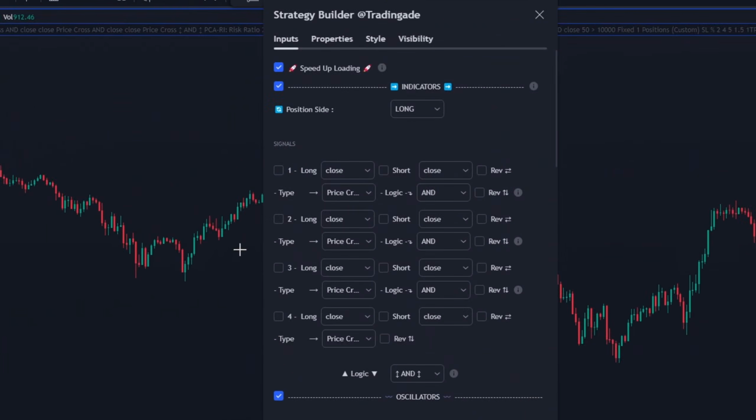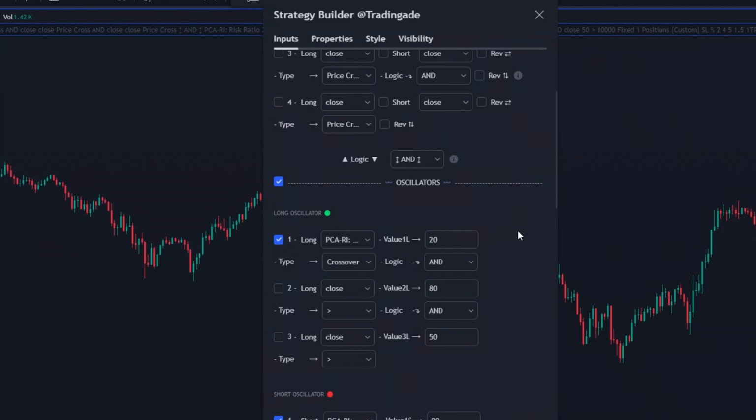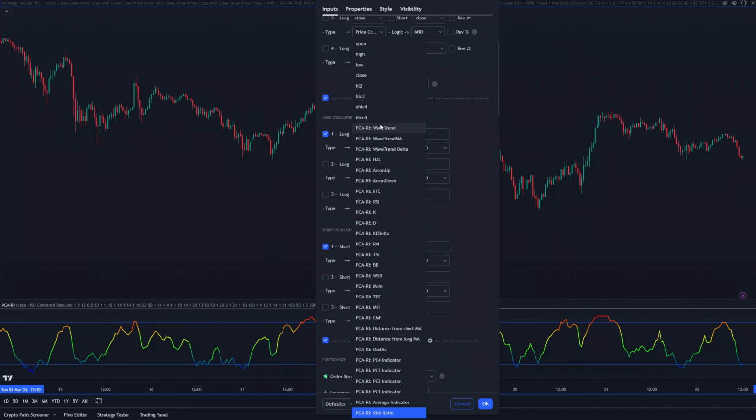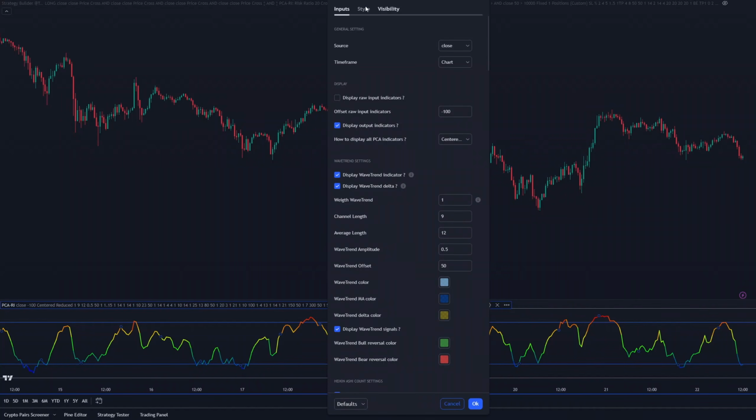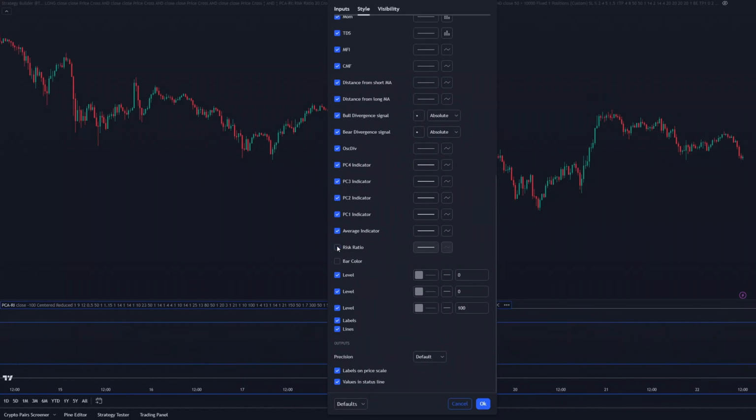By opening the Strategy Builder, here we can select the position side, so now we are going only long. We go in the oscillator section, because we are dealing with an oscillator. Let's turn on the first signal, and we select here the indicator that we want to use. In this case it is the risk ratio. If you don't know which indicator to use in all of these, that's really simple. You just need to open the indicator that you want to use, go to Style, and check by turning on and off the plot function. As you can see here, this risk ratio is what we want to use.